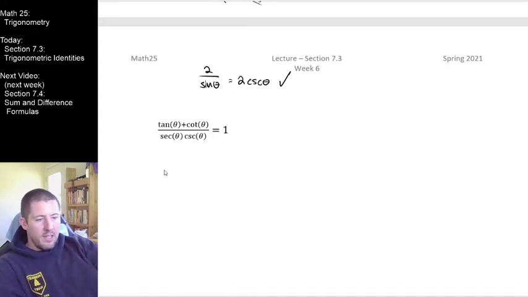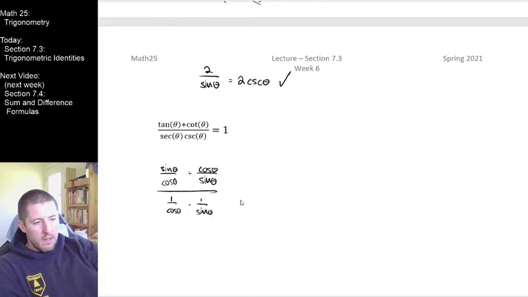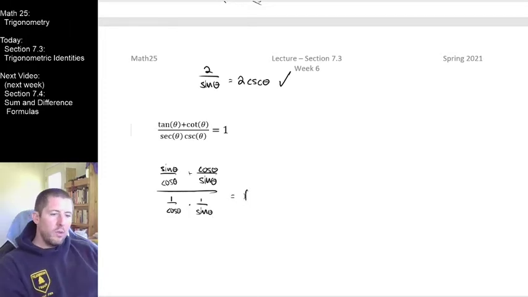Okay, so tangent, that's sine theta over cosine theta. Cotangent, that's cosine theta over sine theta. Divided by secant, that's 1 over cosine theta. Cosecant, that's 1 over sine theta. I want to show that's equal to 1.